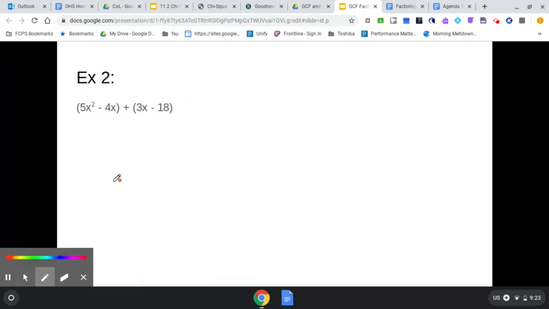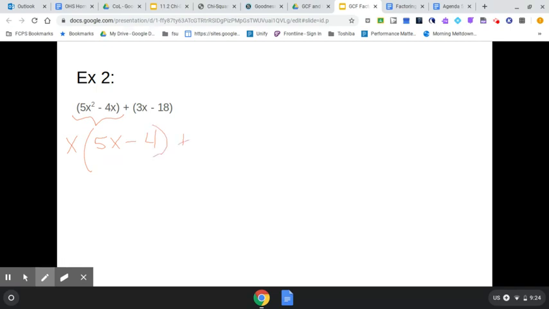Okay, looking at the second example, our first group is 5x squared minus 4x. Thinking about those two numbers, 5 and 4, the only number that will divide into both is 1. I don't need to write the 1, but they both do have x in them. So x is a common factor. X times what will give me 5x squared? Well, x times 5x will give me 5x squared. And then x times what will give me negative 4x? X times negative 4 makes negative 4x.